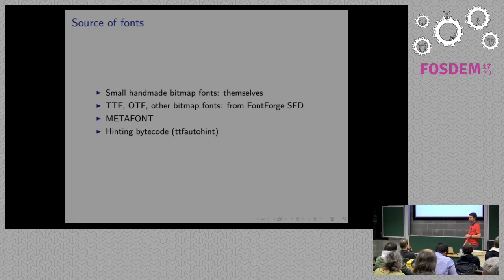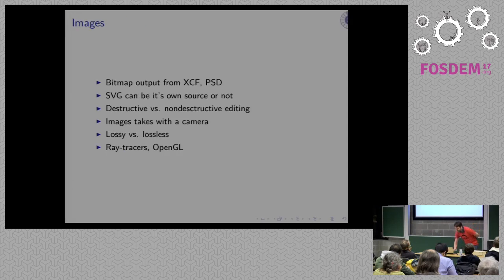This can be written by hand, probably in some programming language, or it can be automatically generated. If you get the TrueType fonts from commercial providers, usually they have written this code for you. But in the open source world, we have the TTF AutoHint package, which nowadays provides this bytecode. For images, it's also very interesting.